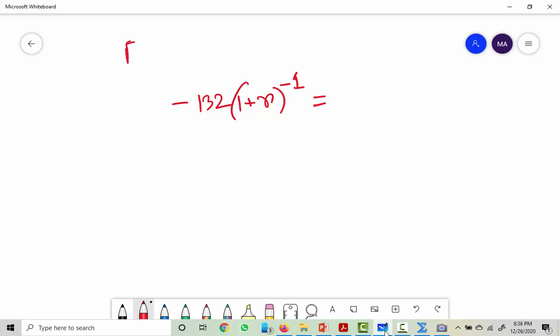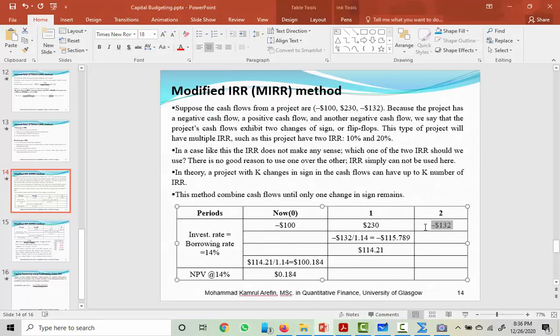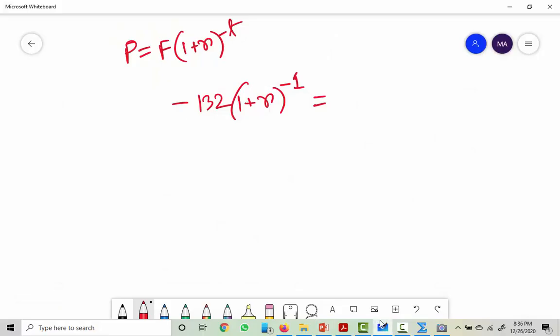We already know that the present value formula is P equals F times (1 plus r) to the power minus t. Here we are moving this cash flow 1 period behind, so we use the present value formula. Since we are moving 1 period behind only, the power will be minus 1. If you remove the minus from the power, it will go into the denominator, so we can do it that way also.